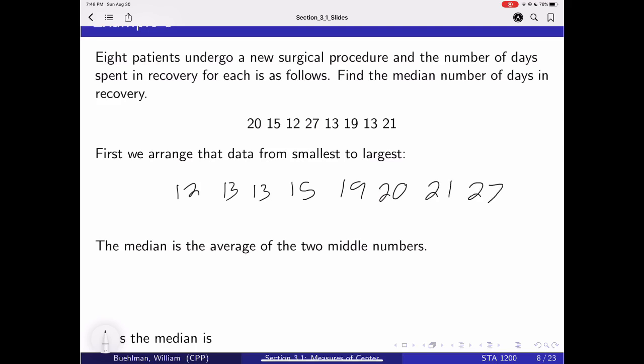Now we ask, do we have an odd number or an even number of observations? Well, we have an even number of observations, so now we have to take the average of the 2 middle numbers. Here are our 2 middle numbers, so we're going to take the average of that. 15 plus 19 divided by 2, which is equal to 34 divided by 2, which is 17. Thus, the median is 17.